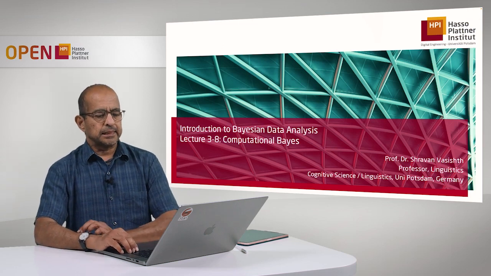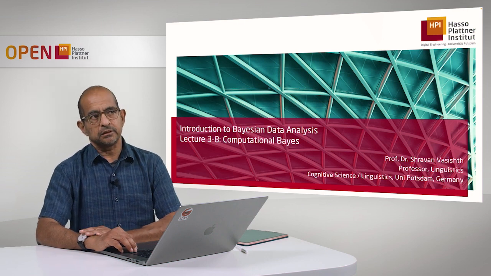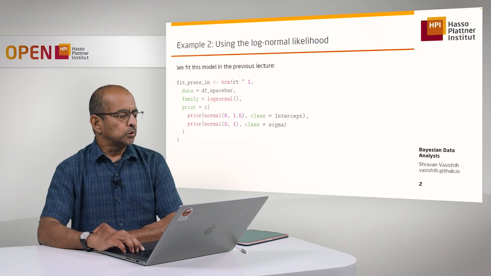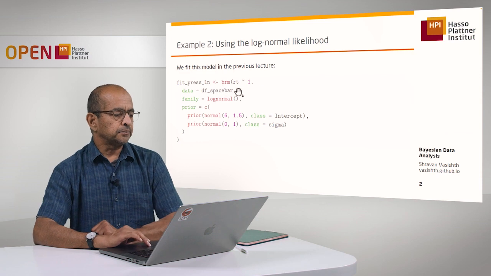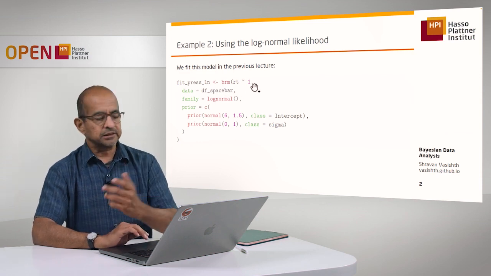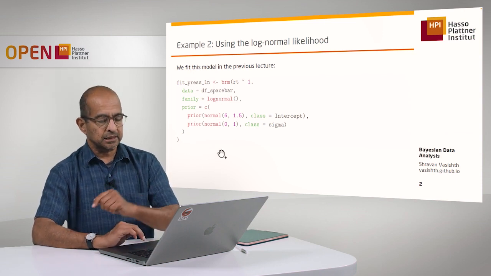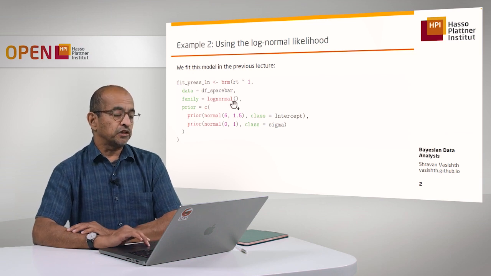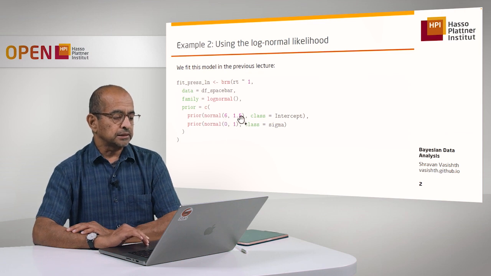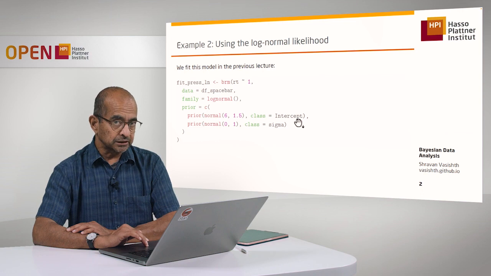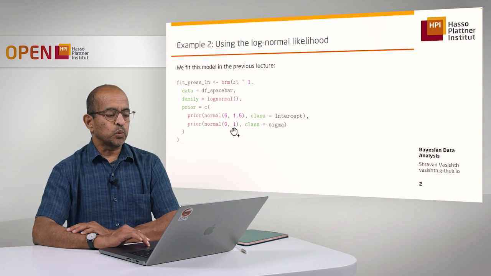All right, so now let's take a look at how we can evaluate this log normal model with these relatively informative priors. What we fit in the previous lecture was a simple linear model with reaction time as a function of some intercept, which is the mu parameter. We had this spacebar data, which records reaction times in a button pressing task, and we have a log normal likelihood with these priors: normal distribution, mean 6, standard deviation 1.5 for the mu parameter for the intercept, and a truncated normal with mean 0 and standard deviation 1 for sigma.